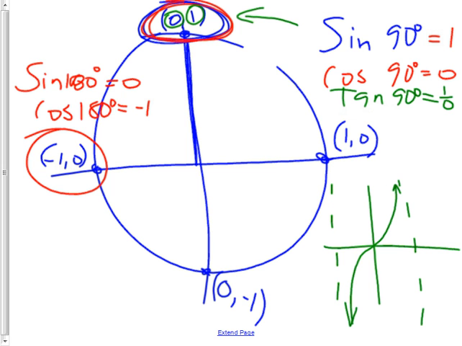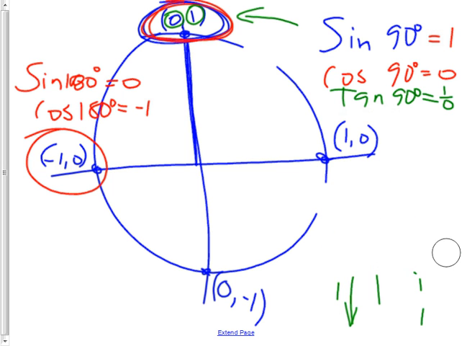If you want to look at it, the picture of tangent looks like this. Tangent is a totally different kind of graph than sine and cosine. At 90 degrees, which is also known as pi over 2, it doesn't exist. See, there's a dotted line right there. So there's a reason why tangent of 90 is undefined.